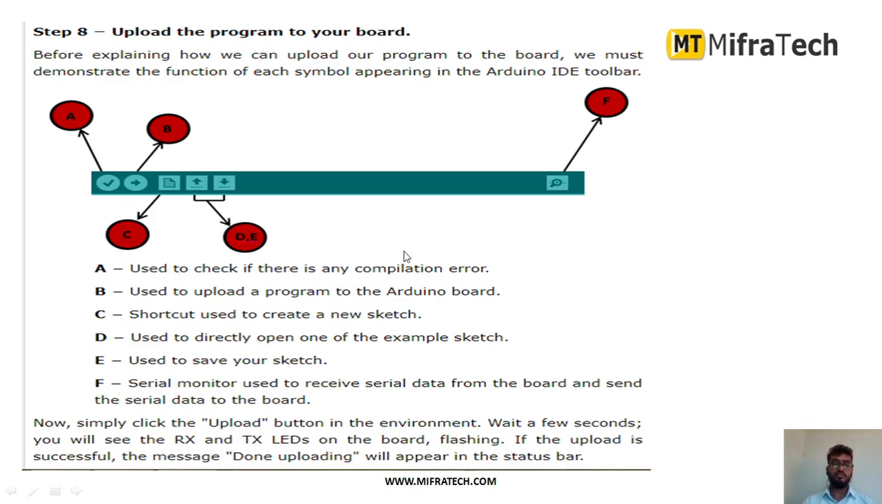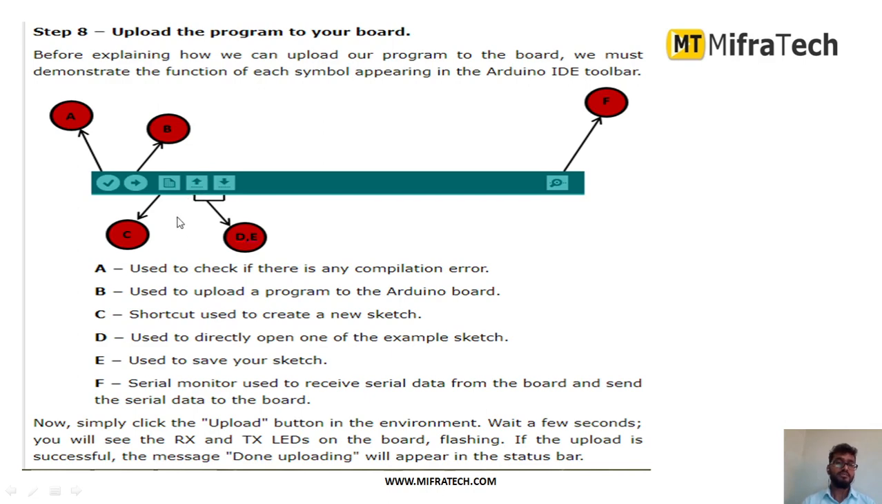After a successful compilation, you have to upload. Uploading means dumping the code to the particular microcontroller, like Arduino Uno or Arduino Nano. In order to do that, there is a right arrow mark, as you can see. That's the B option which I have shown here. You just click on that, and it will start uploading the code to the particular Arduino board. After that, there is one more option, C. This is in order to create a new sketch. This is a shortcut.